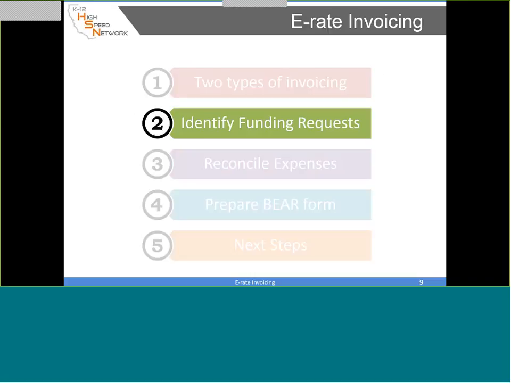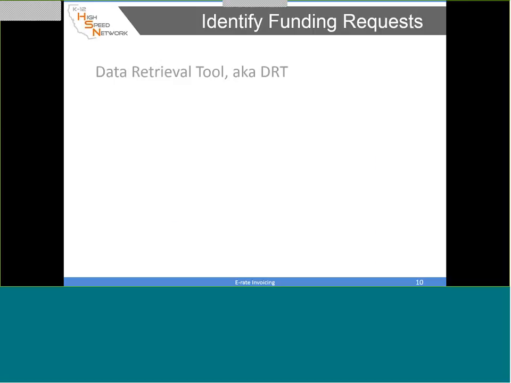So now that we've talked about the two types of invoicing, let's go on to identify our funding request. How do we know which one really should be a SPY and which one should be a BEAR? Well, to do that, it would be helpful to know what all of our funding requests are. So we're going to use a tool provided by USAC called the Data Retrieval Tool, also known as the DRT. That tool is located at USAC's website.